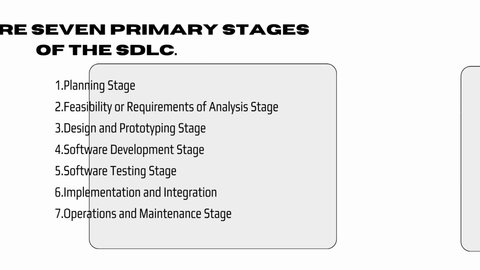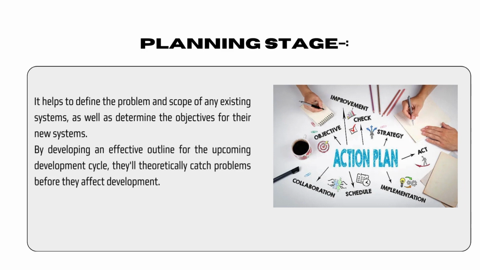Planning stage: it helps to define the problem and scope of any existing systems as well as determine the objectives for their new systems. By developing an effective outline for the upcoming development cycle, they'll theoretically catch problems before they affect development.